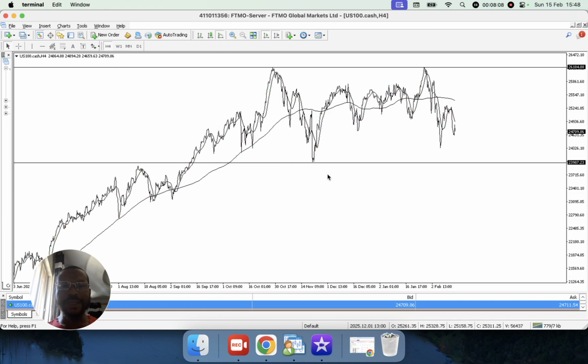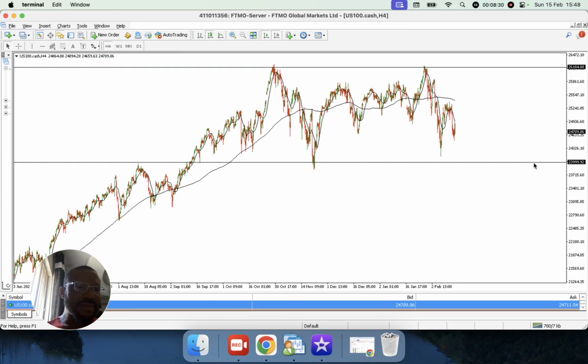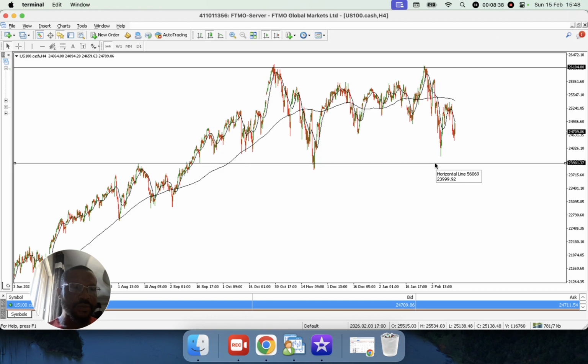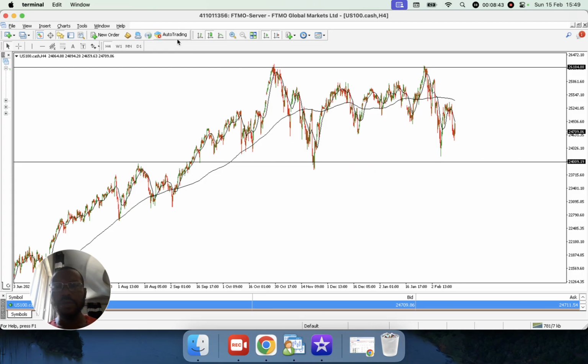Let me go to the line chart. It's supposed to come down here. This is where it's coming to. This is its destination. As long as it has not gotten here, whatever it's doing is just playing. It will still come here. So this movement it is making now, this is where it's coming to. It's coming back to this demand at 23.99. Let's just say $24,000. So 24,000 will be cool.